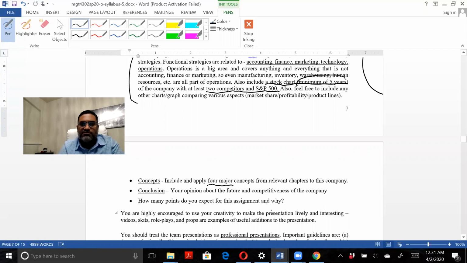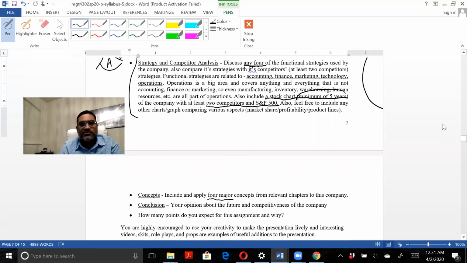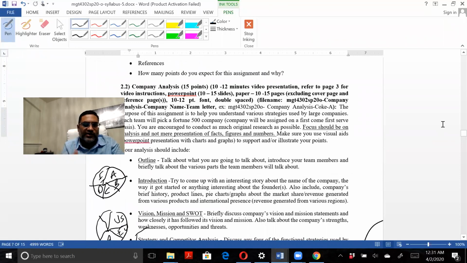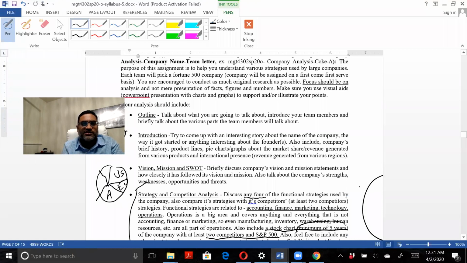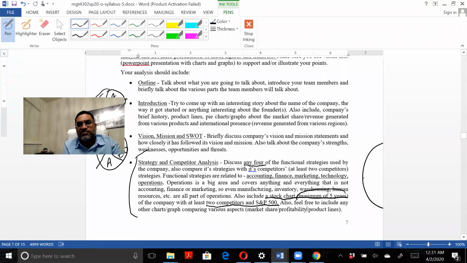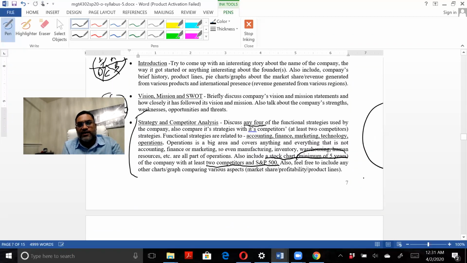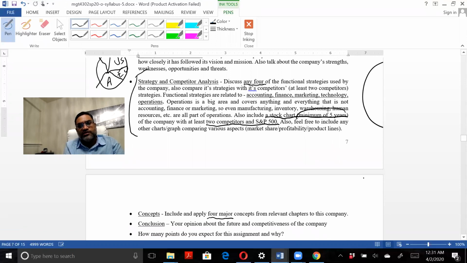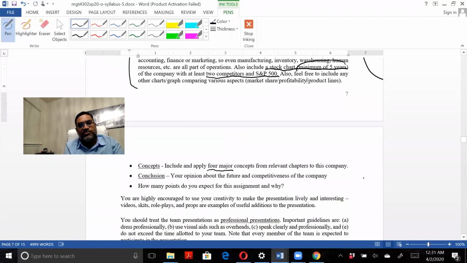Okay, so to recap, make sure each and every person in your team is presenting, but only one person needs to submit it on Blackboard. Then make sure you come up with a good story, a fun introduction. Then you have your vision, mission, and SWOT. Also, feel free to include charts and graphs and figures to support your points. Then strategy and competitor analysis and stock chart, and comparing your competitors on key metrics, and 4 concepts, and then finally conclusion and how many points do you expect.